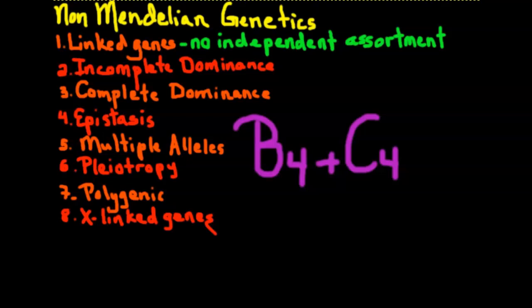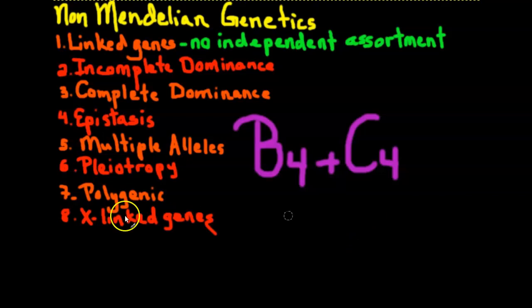Last time we went through most of these non-Mendelian genetics, or exceptions to Mendelian genetics. Linked genes, so you need to know what they are. You need to know how they violate the Mendelian genetics, and make sure you know the examples.